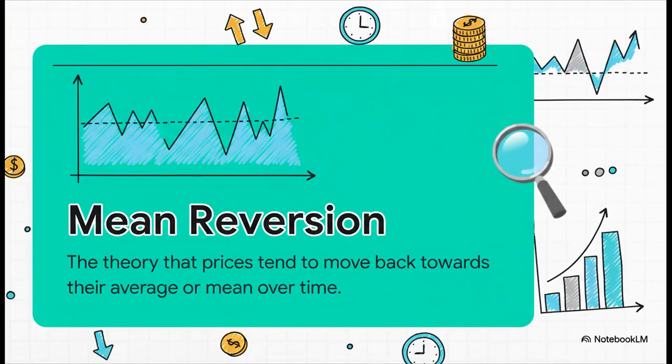Well, think about it like a rubber band. You can stretch it way out, but it always wants to snap back to where it started. This theory says that asset prices kind of work the same way. After a huge move away from their average price, they have this natural tendency to want to return to it.